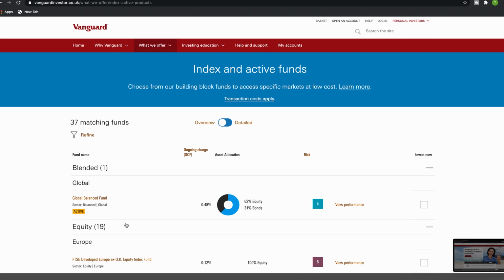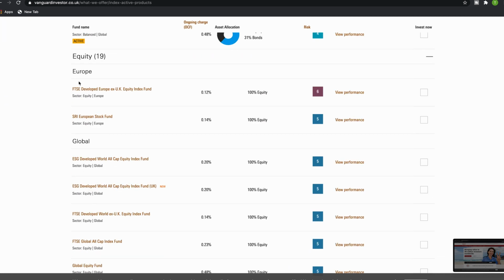0.48%. Now, if you go down, you will see equity. So you've got FTSE Developed Europe, ex-UK. When you say ex-UK, it means it excludes UK stocks or UK companies, but it's an index fund, and the ongoing charge for that is 0.12%.